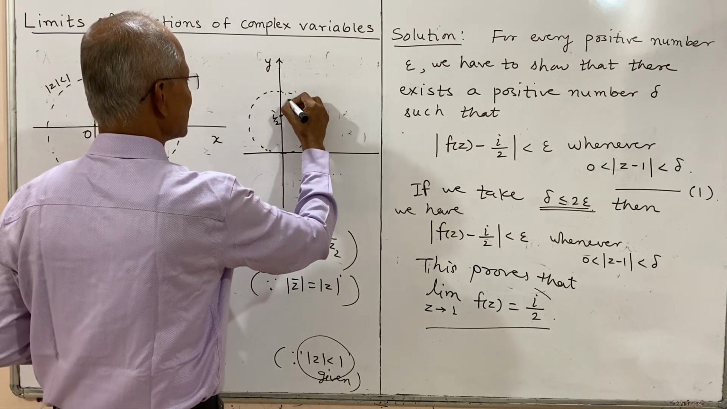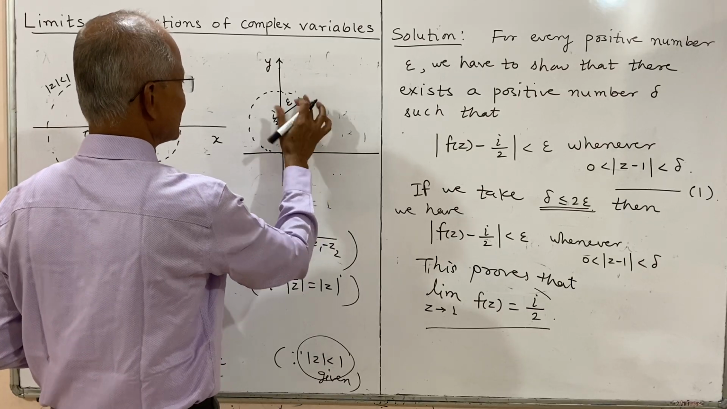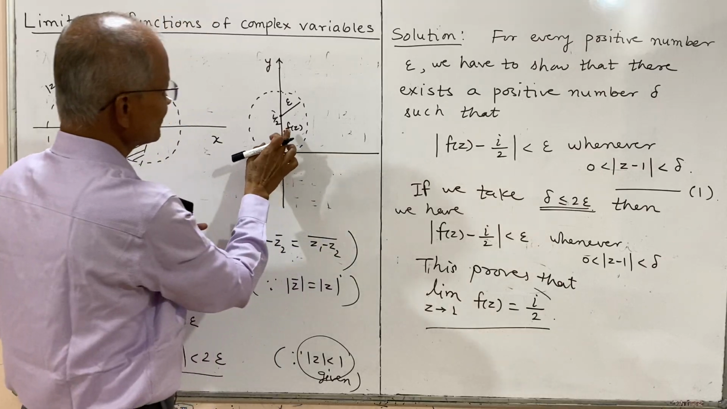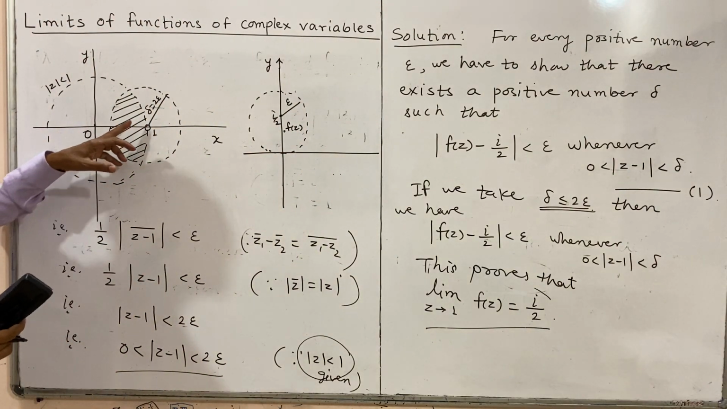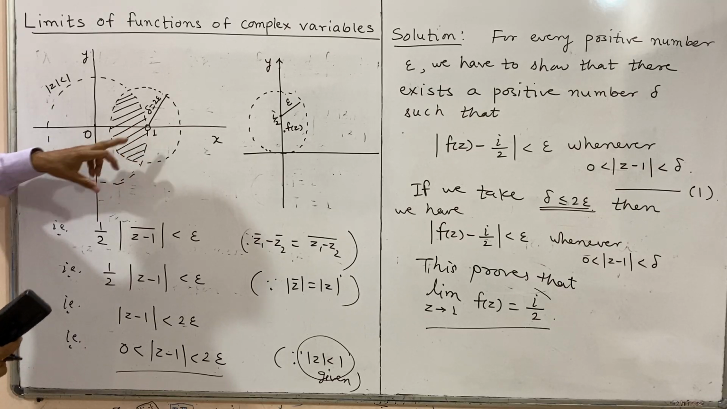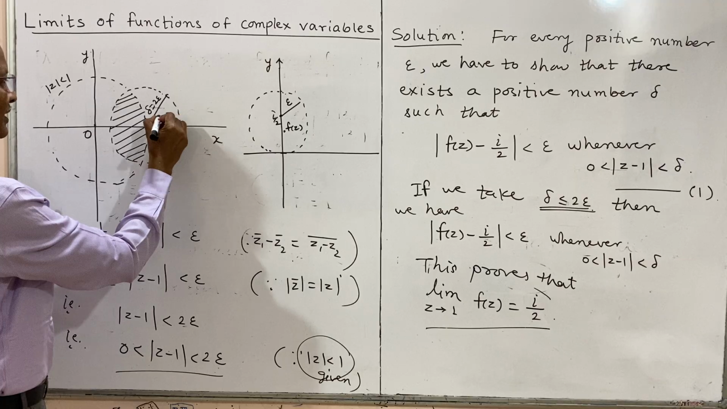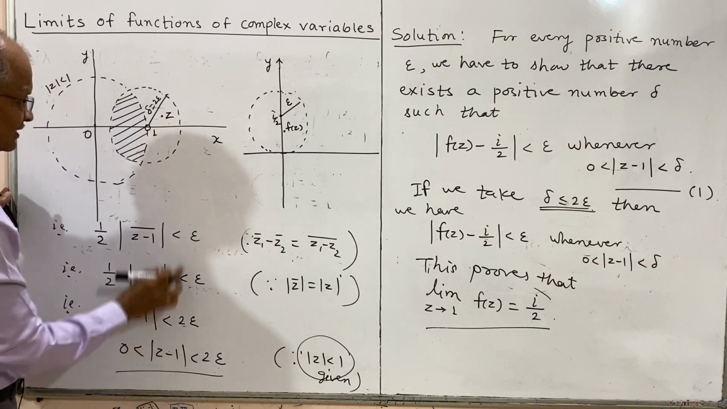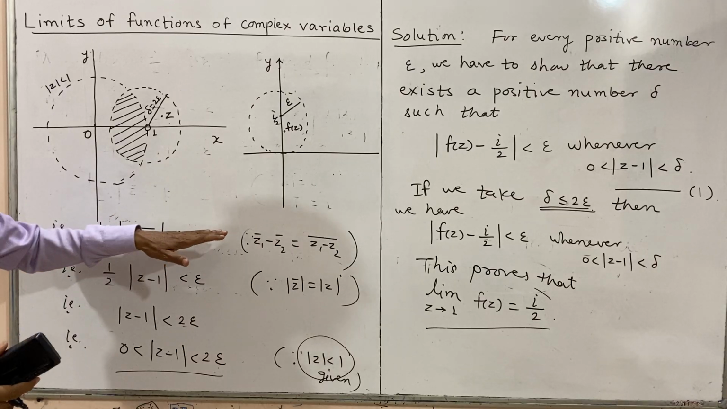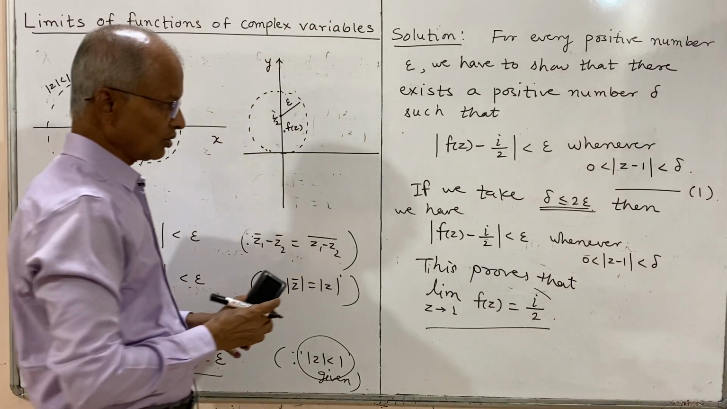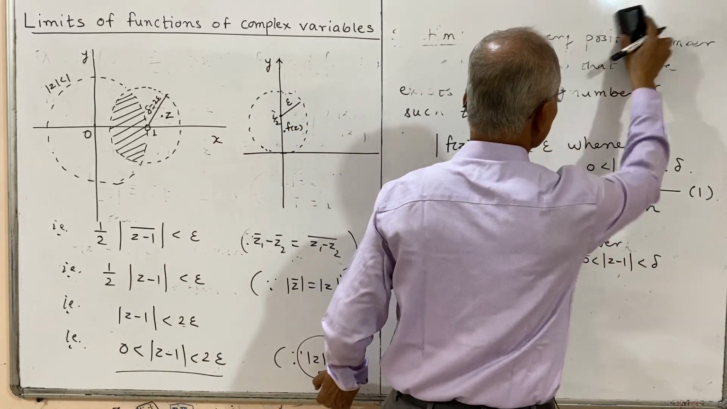So this is epsilon, and this is f of z. F of z lies in this neighborhood. The distance between f of z and i by 2 is less than epsilon whenever the distance between 1 and z, which may be any point here, is less than 2 epsilon. So in this way we can use the definition of limit to show the limit of a particular function is a given value.